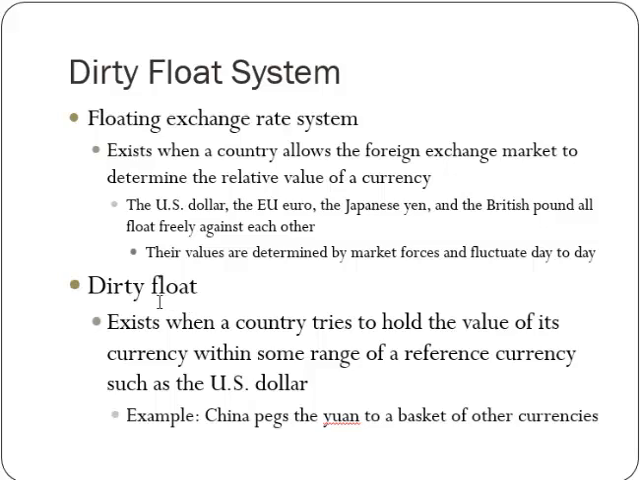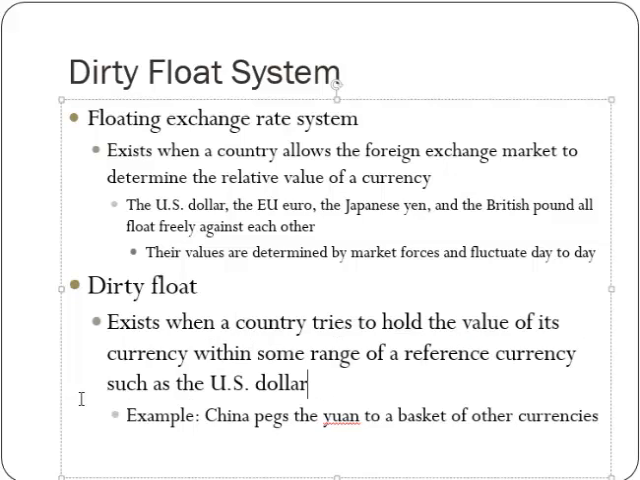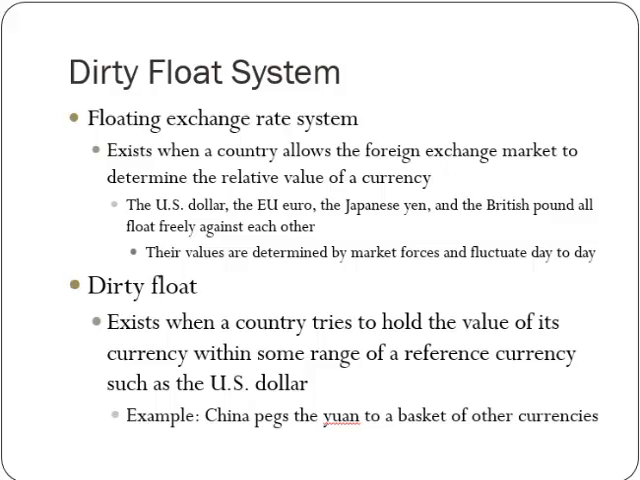A quote-unquote dirty float is kind of where you have a floating system, but it also has elements of a pegged system. When a country tries to hold its value within some range of the currency, like the Chinese yuan, the Chinese government has been accused by the United States and by other countries of trying to make sure that the yuan doesn't change in value. I mean, the reason for that is actually kind of convoluted.